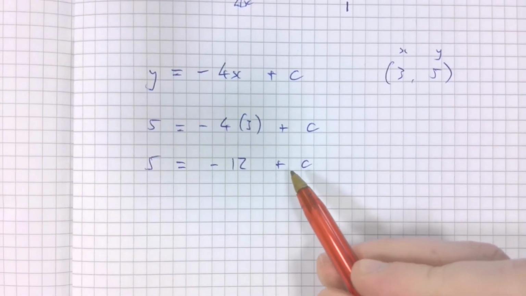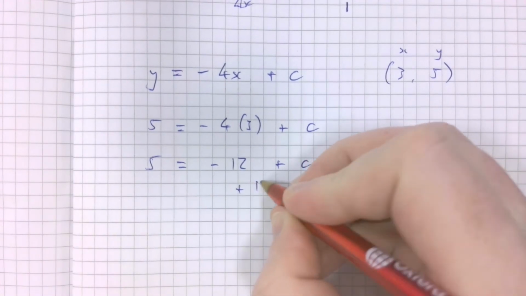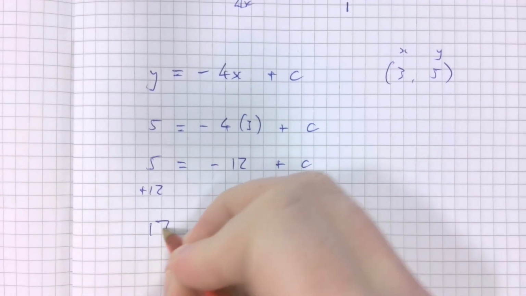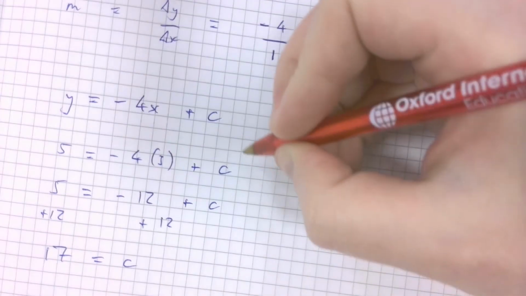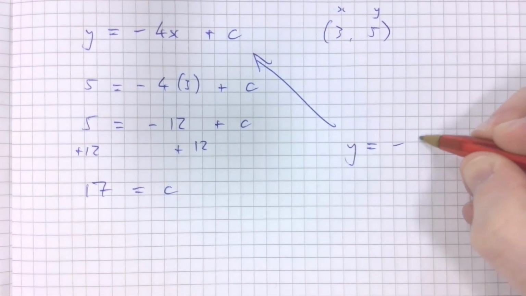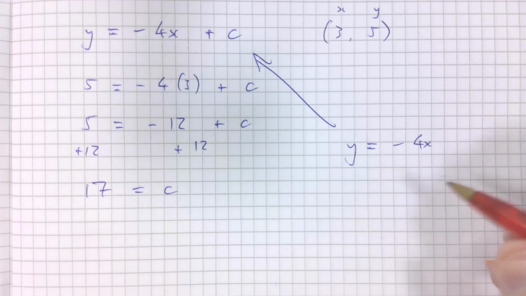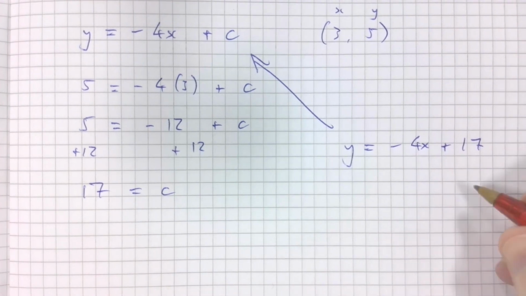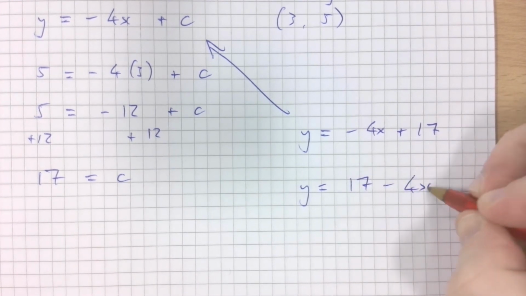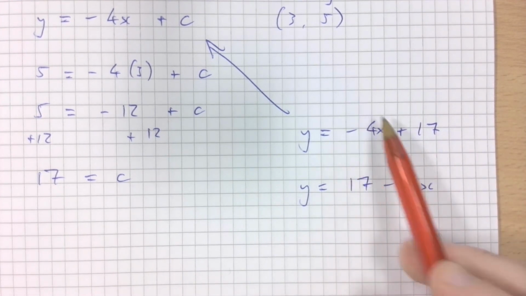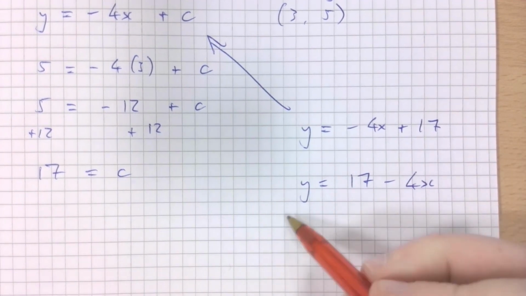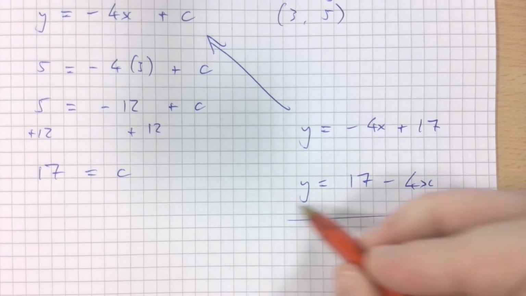What does c have to be to make this work? Let's get it on its own by adding 12, in this case, to both sides. 5 plus 12, 17 equals c. So the final equation is y equals minus 4x, in this case, plus 17. Now you can write that as y equals 17 minus 4x. Some mathematicians think that having a negative term at the beginning of the side of an equation is a bit messy. It really doesn't matter. Either one of these would be absolutely fine.